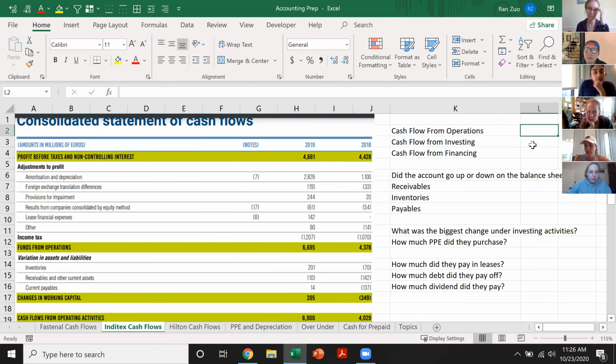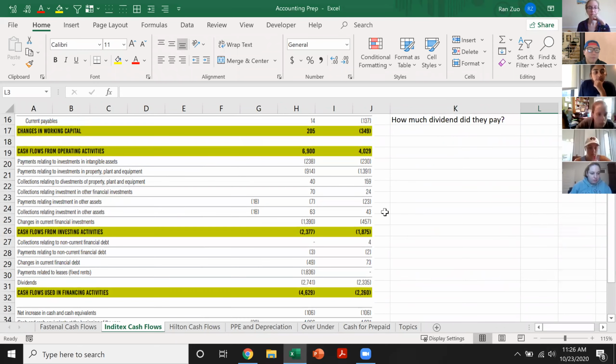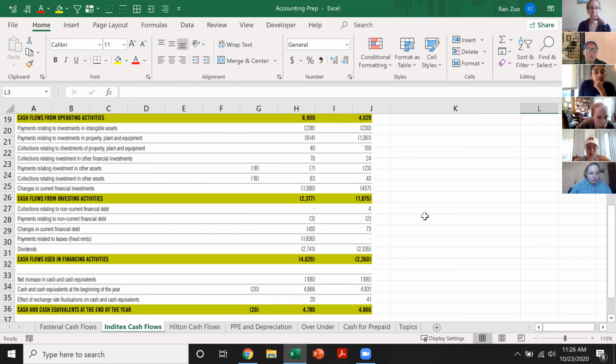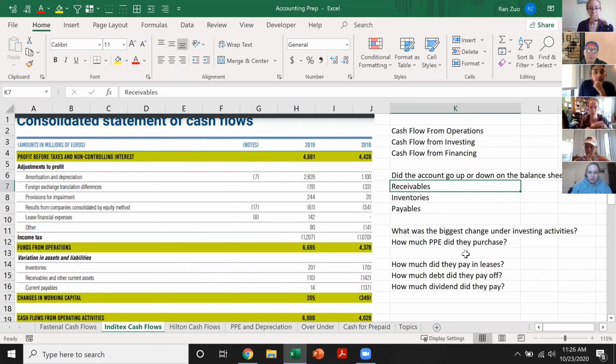So this is still the indirect method. All right, cash flow from investing. Let's go down a little bit. This is a little more straightforward. 2377. 2277, and cash flow from financing. 4629. Very good. Similar question: on the balance sheet, did these accounts go up or down? Receivables, a -10 on the cash flow from operations. Receivables went up? Yeah, receivables went up.